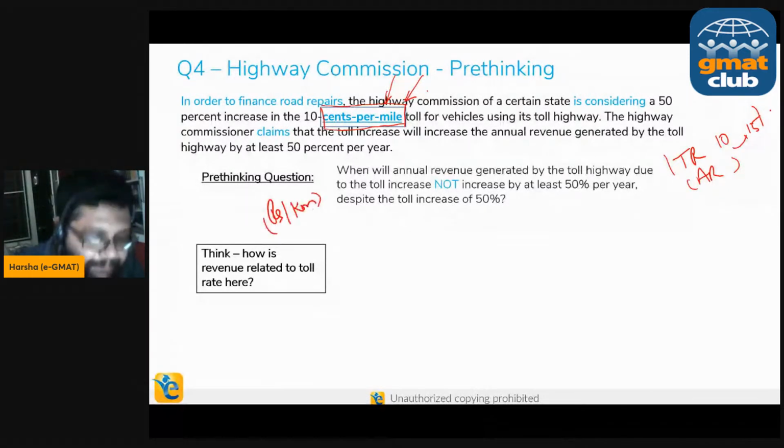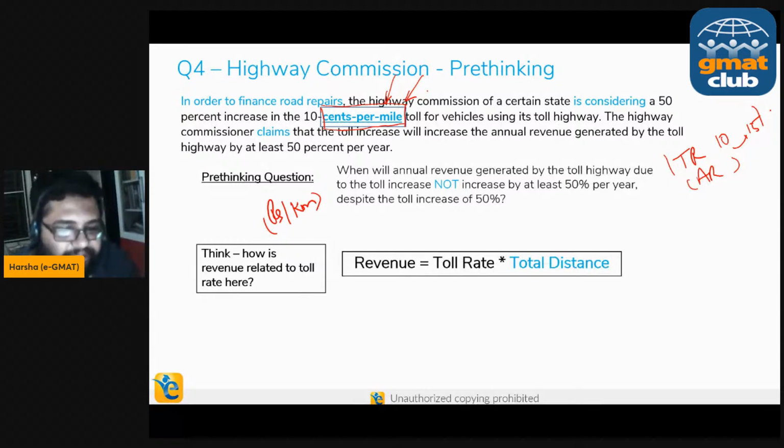End of the day, it's the same. What really impacts the revenue that you're going to generate is the distance. How much distance is being covered by all the people doing trips using their vehicles on this highway in 1 year's time? That's the only thing that matters. So Akash says as the toll rate increases per car according to distance, then the revenue will increase. Exactly. It eventually comes down to distance.